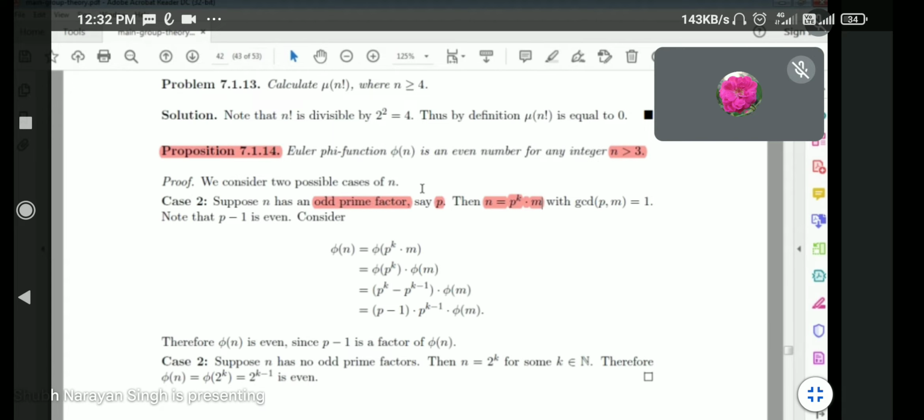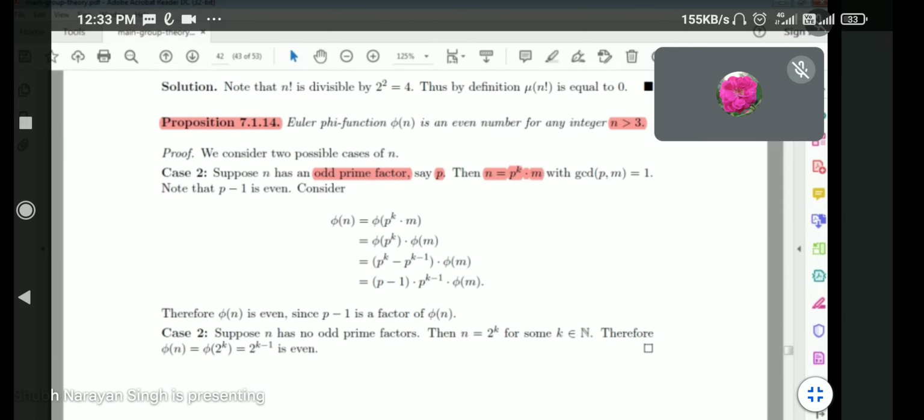8, sir. Next. 16. Next. Any number that can be written as 2 to the power n. So suppose that n has no odd prime factor. That means n can be written as 2^k for some k belonging to the set of positive integers.